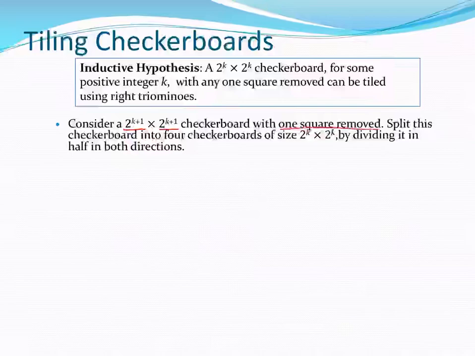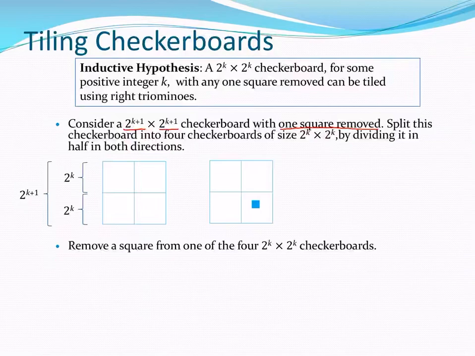The way we're going to do this is we're going to split this checkerboard into 4 checkerboards, size 2 to the k by 2 to the k. So here's our 2 to the k plus 1 by 2 to the k plus 1 checkerboard, and I'm splitting it into 4 that are 2 to the k by 2 to the k. And now it doesn't matter which square I remove, it's arbitrary, but it must be in one of these 4 smaller checkerboards. So I'll just illustrate it by removing that one.